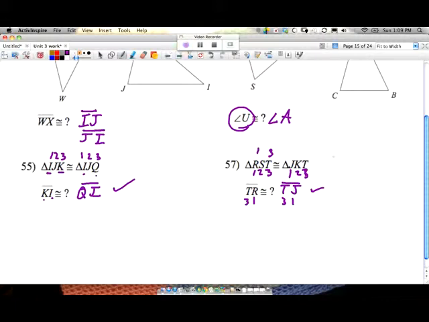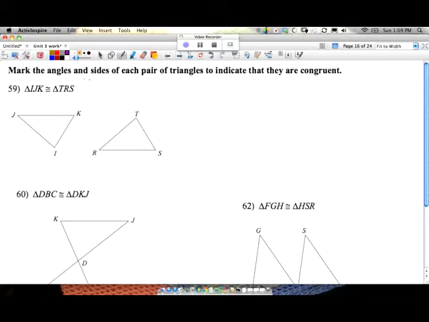It is that easy, guys. Just look at your matching pieces and pick the pieces that match the one that was given to you. Here we go. Do it again. Mark the angles and sides such that a pair of triangles indicate that they are congruent.